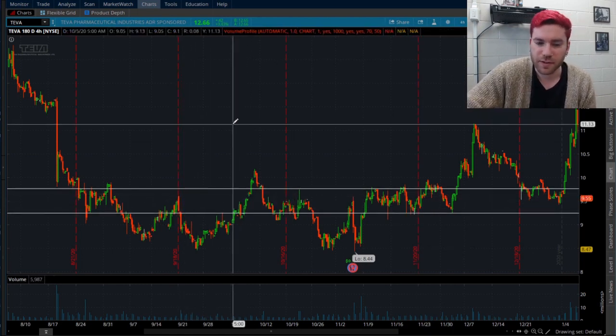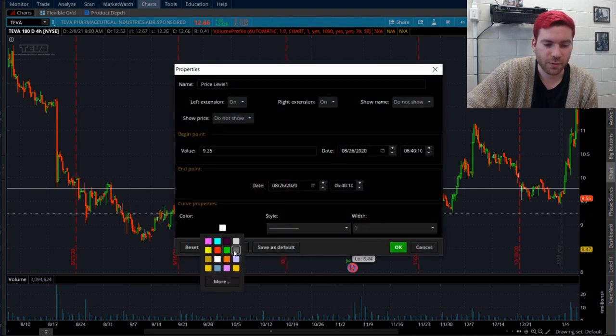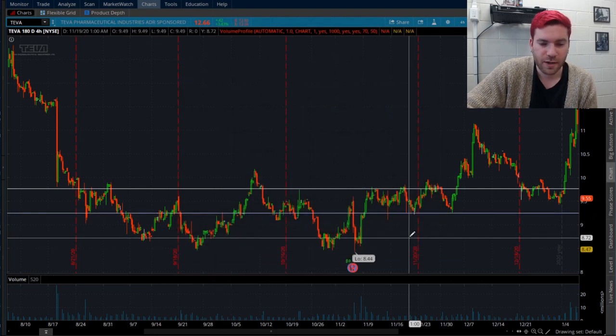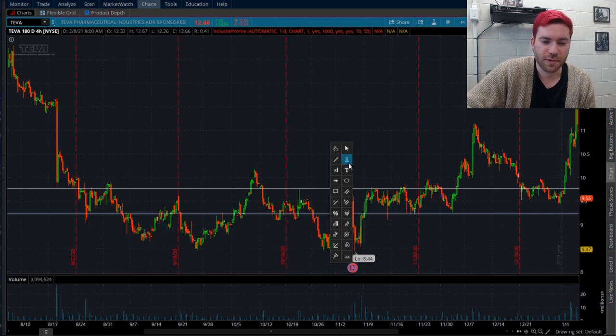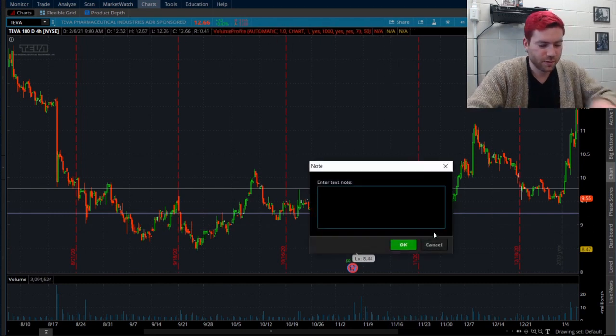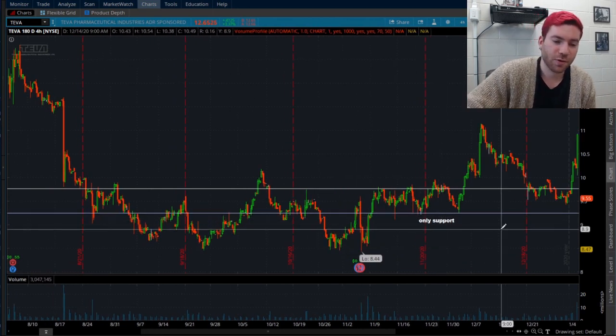What I do sometimes if I see a line only acting as a support or acting as a resistance, I make it dotted as well. You can also make it a different color if you like, like a green, maybe a gray, a blue possibly. Let yourself know that this line is acting only as a support or a resistance. You can also type in the box here and just put only support. And then there you go. So now you know ahead of time this only acts as a support or resistance.